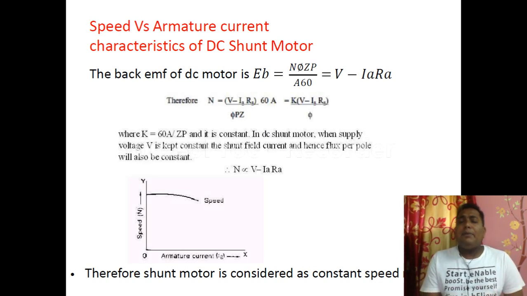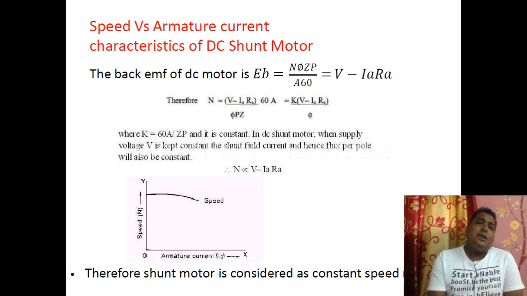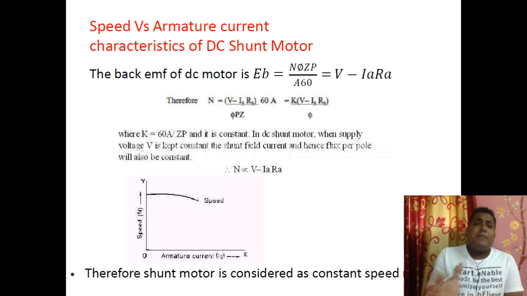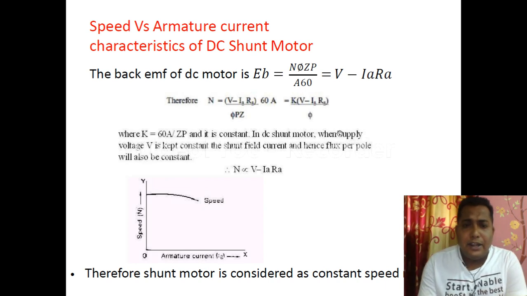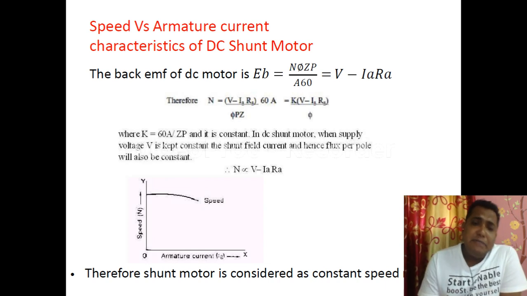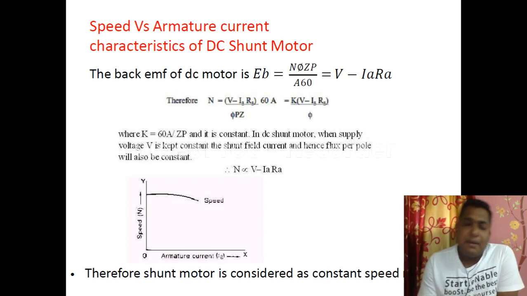We know that the EMF equation is given by NPϕZ by 60A, and also from the KVL, applying the KVL in the DC motor loop equation, we can find that Eb is equal to V minus IA into RA. So from that equation, follow my pointer. Here, as we can see, speed N is equal to (V minus IA RA) by PϕZ into 60A. Now can we consider that 60A by PZ is a constant?